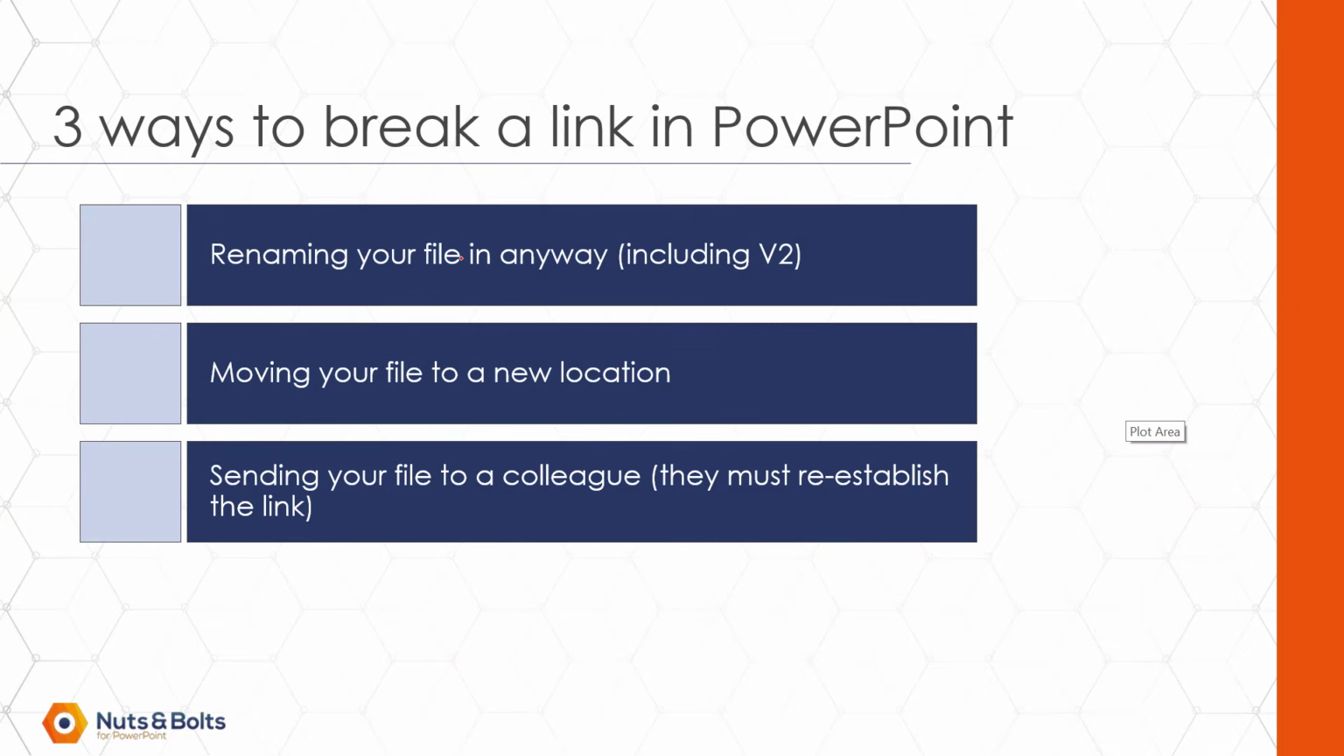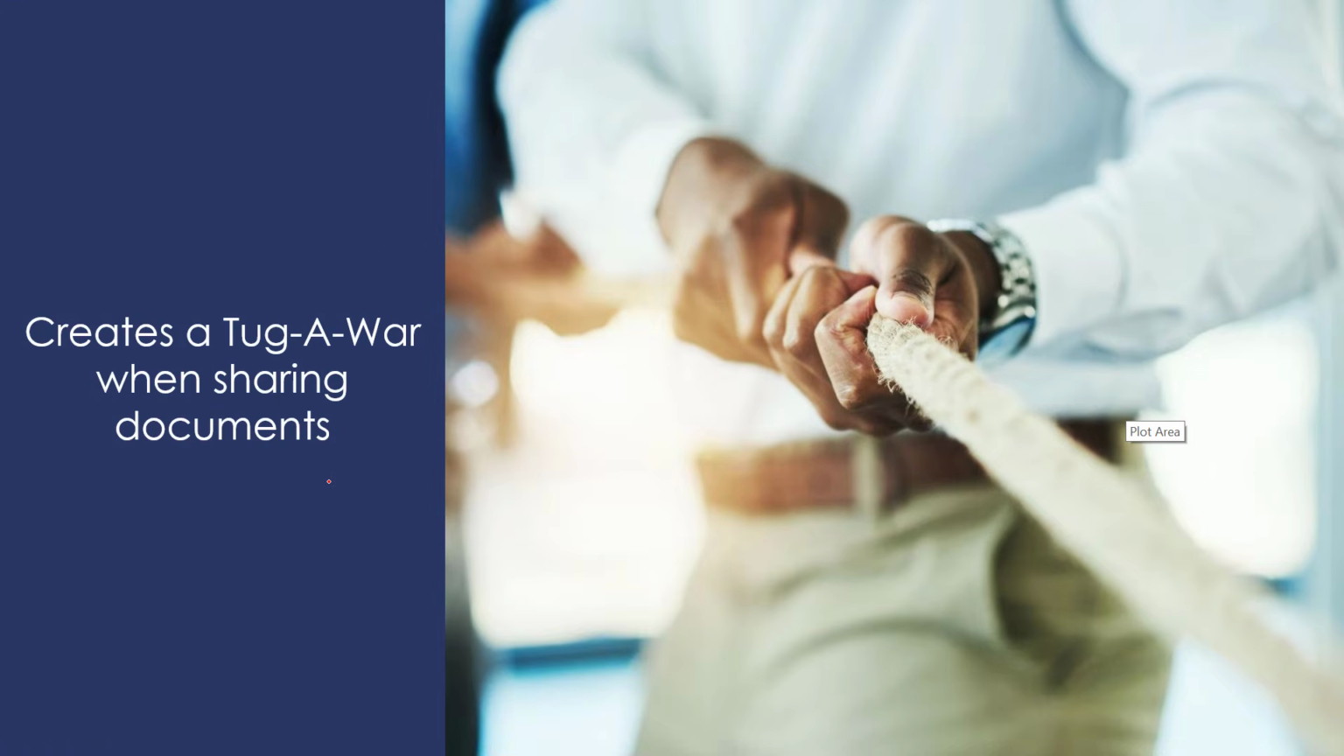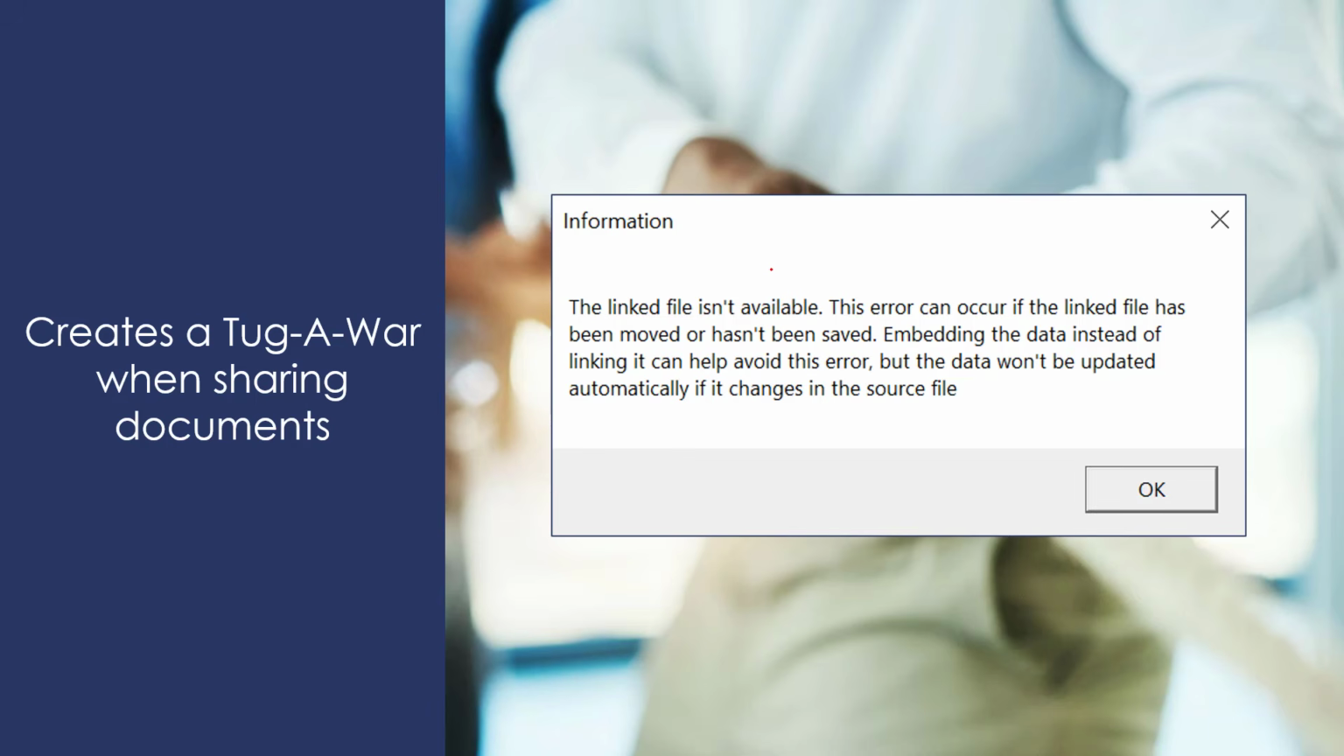If you rename your file in any way, including version 2, that will break the link in your presentation. If you move your file to a new location on your computer, that will break the link, which includes sending your file to a colleague, all right? They must reestablish the link on their machine if they also want to be able to update and use that information. So to me, this really creates this tug of war when sharing your documents.